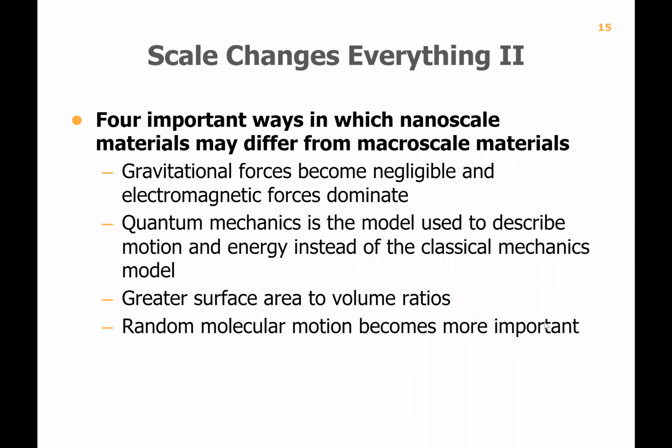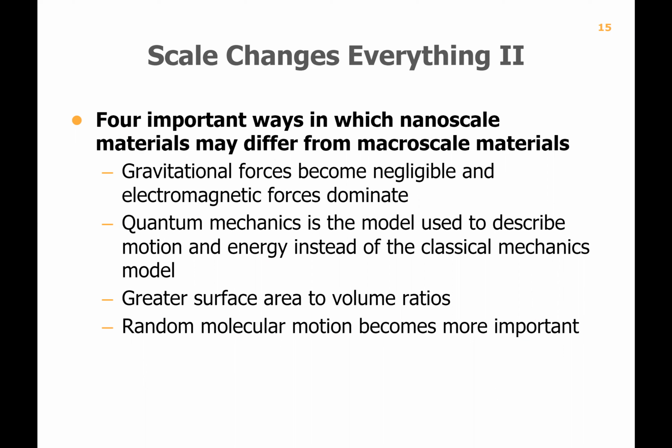So this is a continuation about nanoscale properties of matter. The presentation again was primarily put together by the University of Pennsylvania and NanoSense. So scale changes everything from a material property standpoint.